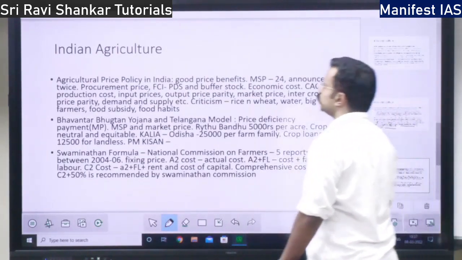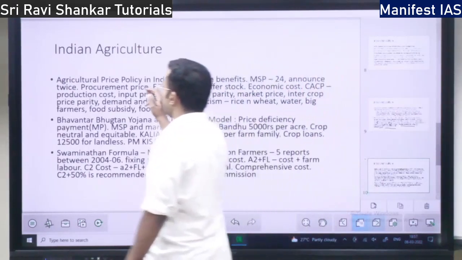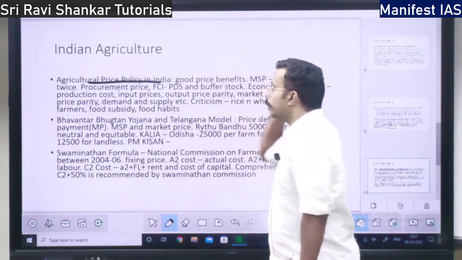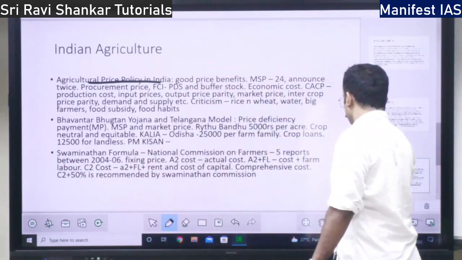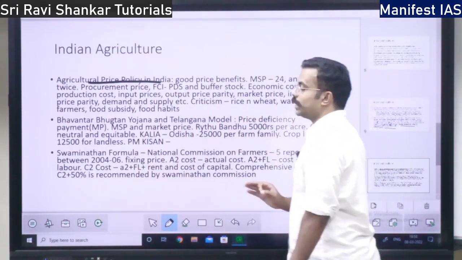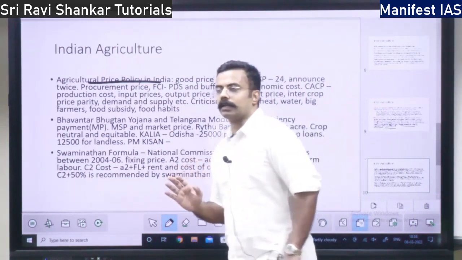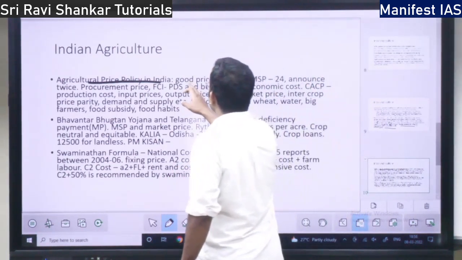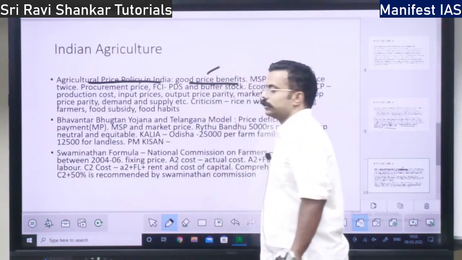Next, you have the concept of agricultural price policy in India. What is the policy of pricing in agriculture in India? How will the price be fixed in agriculture? So one is, what is the benefit of good price?